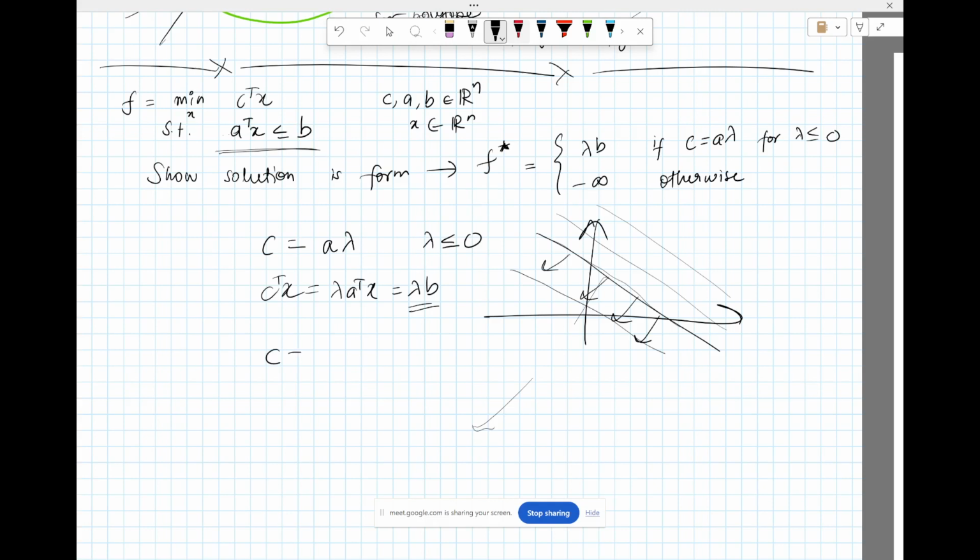If C is not equal to A lambda, that means this hyperplane is not really parallel to this. Like C transpose X equal to some F, it won't be parallel to this. So I can change F such that it can go anywhere. So I can change F to make it minus infinity.